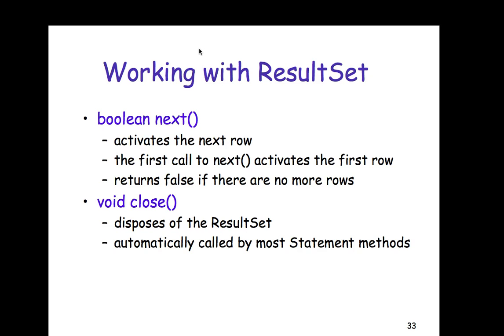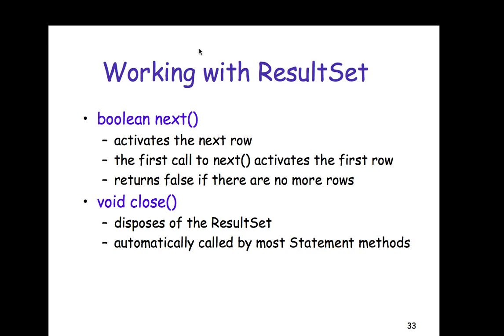We don't have that in other databases. Instead of having to define that in terms of the driver or the interface in the Java environment, if we pull it from the cursor and we get the information from the result set, it can tell us exactly what we have, without having to interpret it or put it into a different language. So in terms of next, we activate the next row. The first call to next activates the first row, and returns false if there are no more rows.